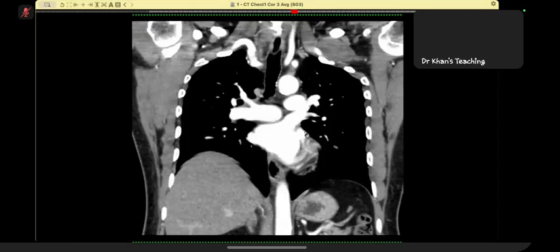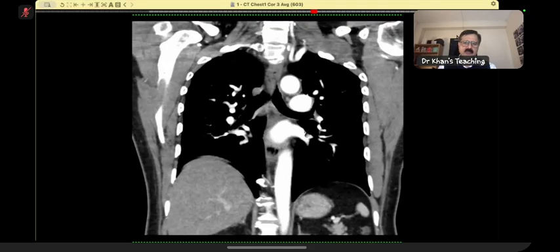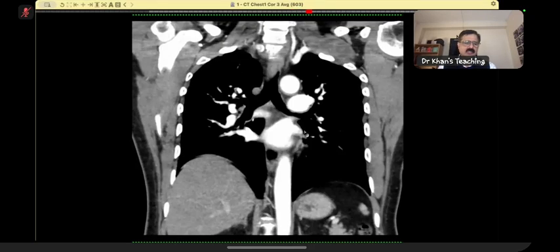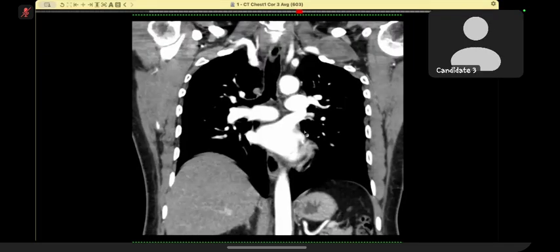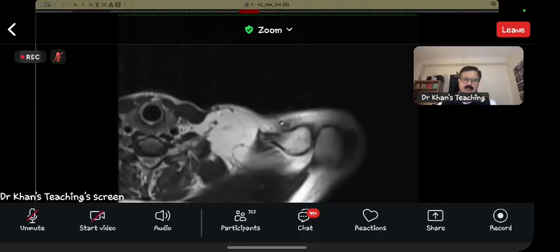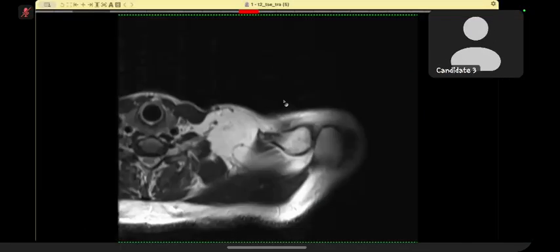At which level do you see the brachial plexus? Which is the best investigation for checking the brachial plexus? MR. Okay, let me show you an MR. I'm showing you a T1 weighted sequence. These are the T1 weighted images of the MR brachial plexus.